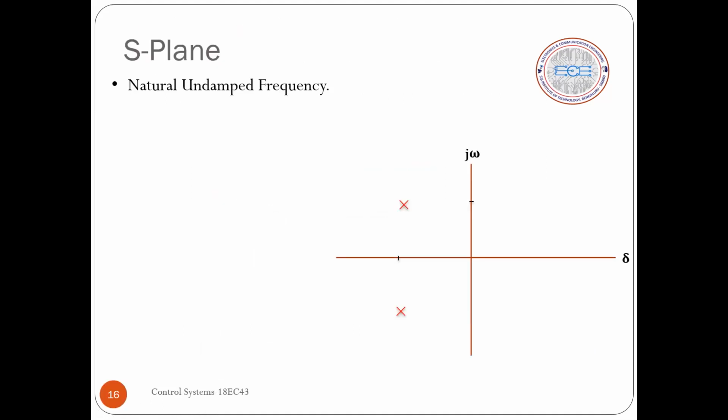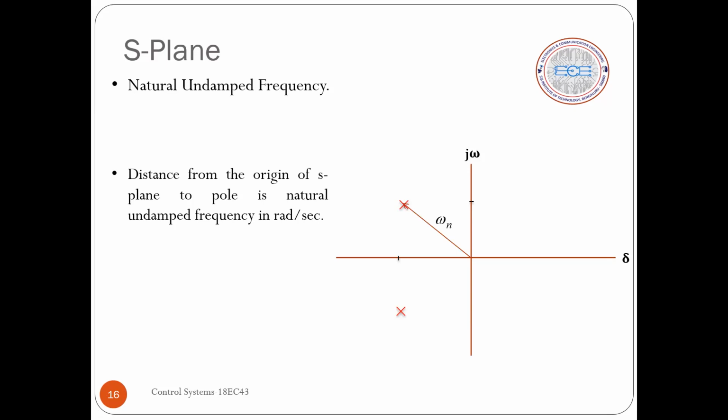Now we will see how this omega n can be visualized in the pole zero plot. So we have here a pole zero plot. Let us visualize this omega n in the pole zero plot. So how to do it here?